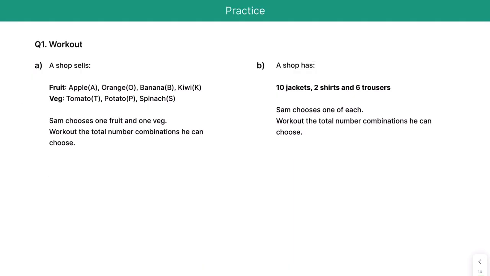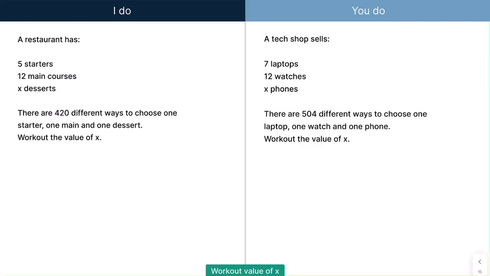So again, press pause and have a go at these questions. Here are the answers, mark your work. Moving on, we are now looking at finding the value of x. In this question, we have starters and mains, but we don't know how many desserts we have, but we've been told how many different combinations there are. Now we know how to get the number of combinations, we just multiply all of that together.